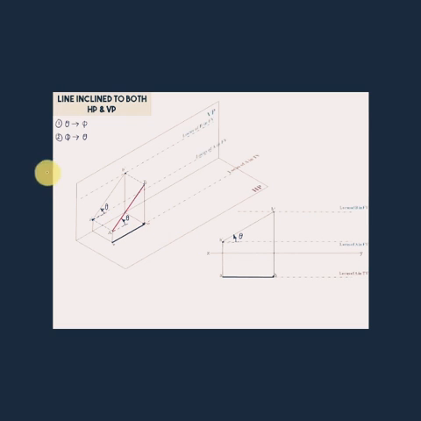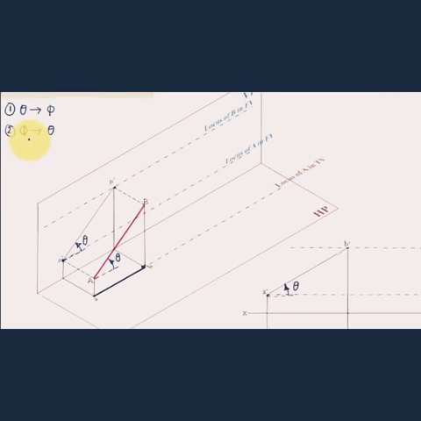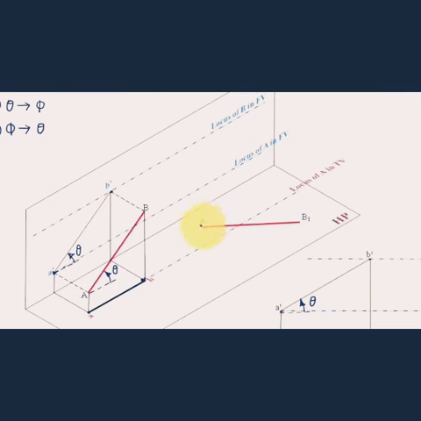Now what? Now we're going to talk about this approach 2. In approach 2, we are initially assuming that the line is parallel to HP and kept at a certain angle phi with respect to VP. It's something like this. Okay, parallel to HP but inclined to VP. This angle over here is angle phi.